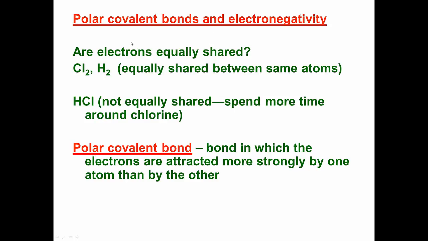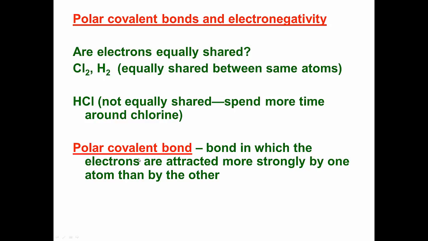So now we can talk about polar covalent bonds and electronegativity. So we look at chlorine and hydrogen molecules, and we know that there's a covalent bond between the two chlorine atoms, and same here between the two hydrogen atoms. And it turns out that the electrons are equally shared between the two hydrogen atoms, equally shared between the chlorine atoms. But when we look at a molecule like hydrogen chloride, it turns out that the electrons are not equally shared. In fact, they're drawn more to the chlorine. They spend more time about that chlorine.